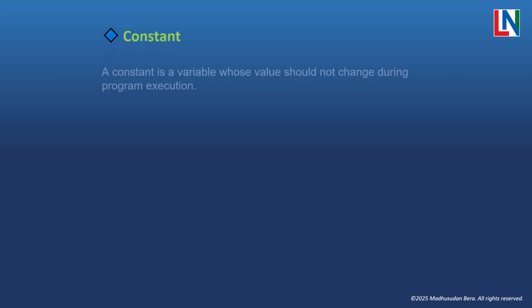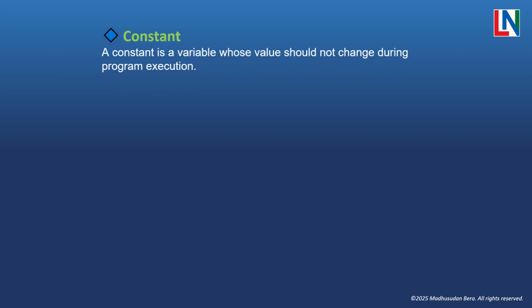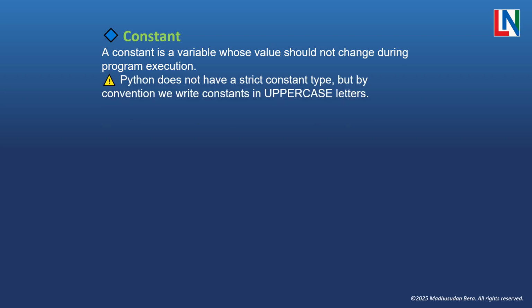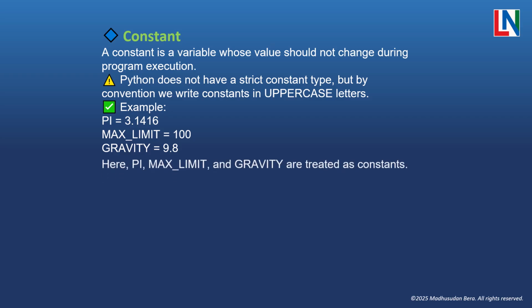Constants. A constant is a variable whose value should not change during program execution. Python does not have a strict constant type, but by convention we write constants in uppercase letters. Example, PI equal to 3.1416, MAX underscore LIMIT equal to 100, GRAVITY equal to 9.8. Here PI, MAX underscore LIMIT and GRAVITY are treated as constants.